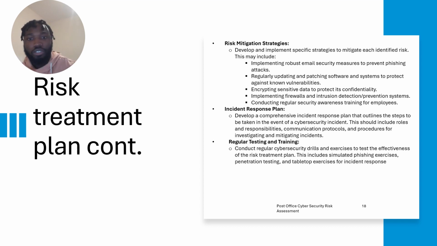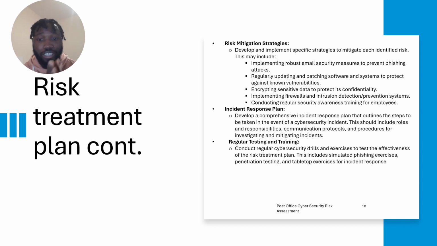This includes implementing robust email security measures, regular updating, implementing firewalls, and conducting regular security awareness training. Now we also have the incident response plan, which is developing a comprehensive incident response plan that outlines the steps to be taken in the event of a cybersecurity incident. This should include roles and responsibilities, communication protocols, and procedures for investigation and mitigation of the incident.